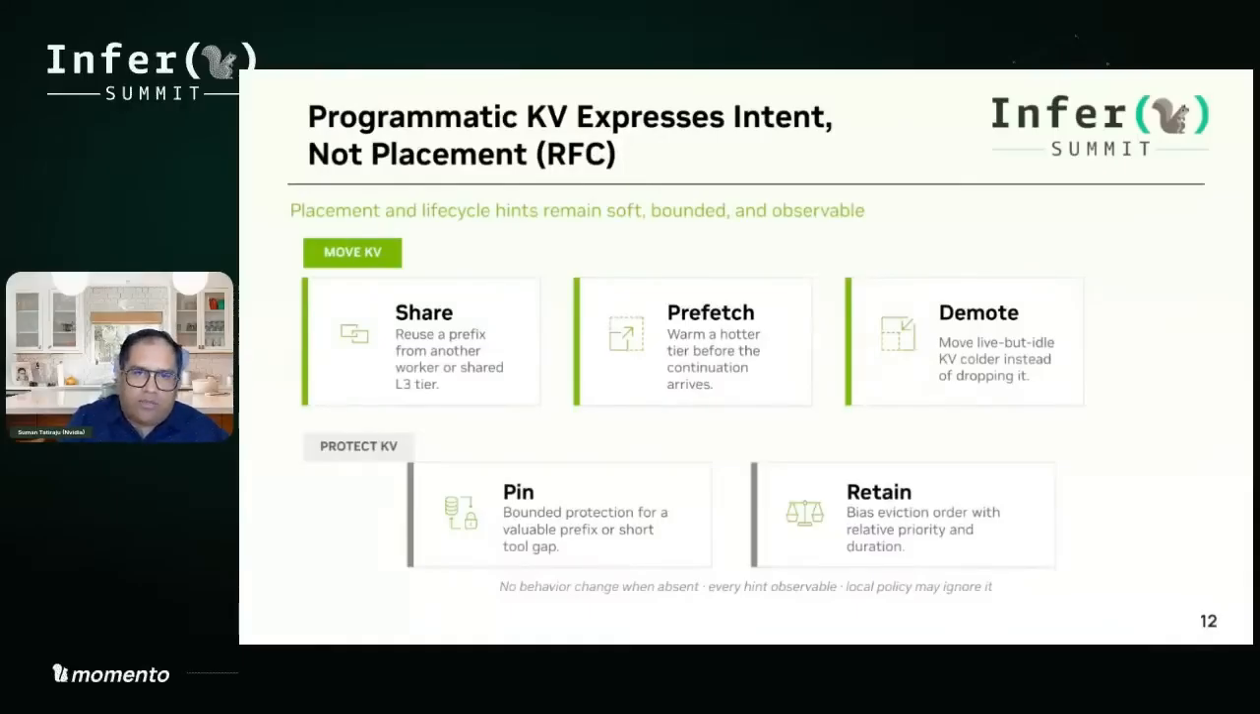Now, what are the intents that we can provide the inference engines? This is about placement and life cycles. One is to share, which is like we use a prefix from another worker. We have shown that the very first structure that is present across calls is the shared prefix. And if we can share it across multiple runs, that's the way we can get the best benefit for your KV cache blocks, which are already calculated.